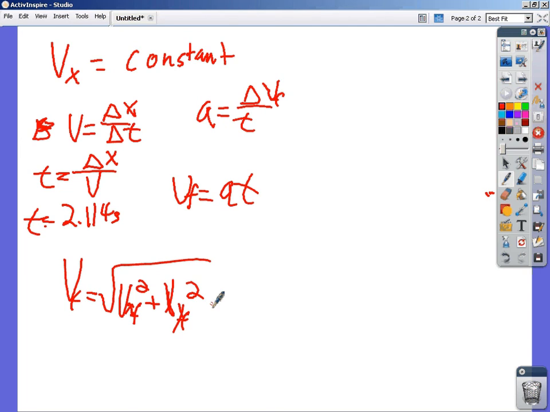So we just found Vx final. We found Vx final is constant. You don't have to solve that at all. Vy final is what we found here by using the time. We know it's moving this fast in x, and we know how far it moves in x, so we can figure out how long it takes to move that x distance. How long it takes to move the x distance is how long it's going to take to move the y distance.